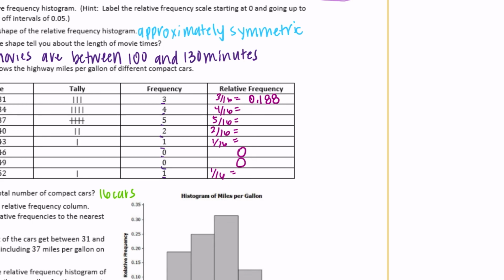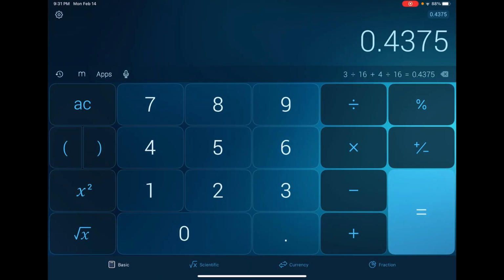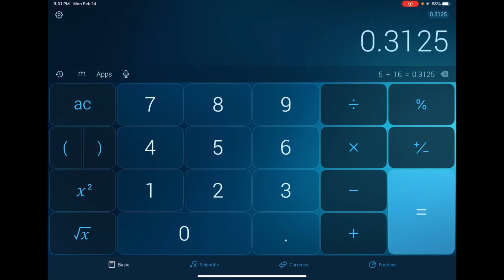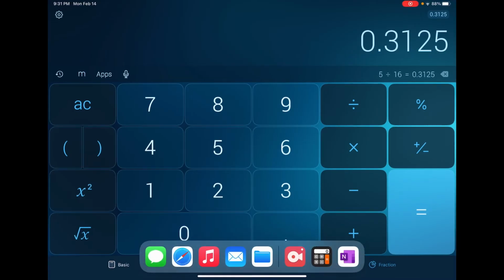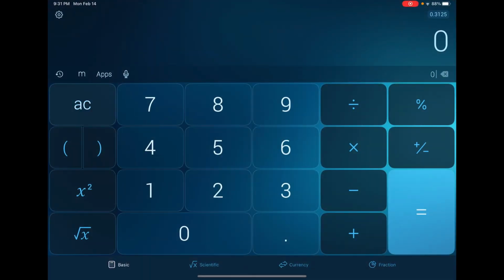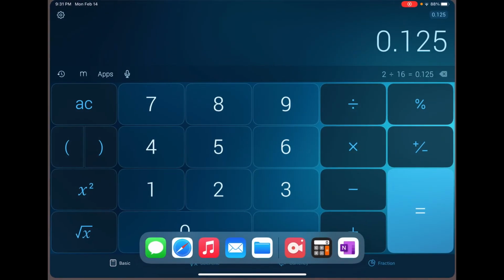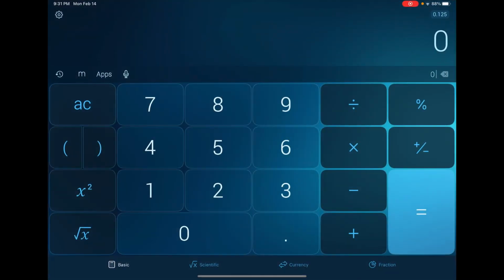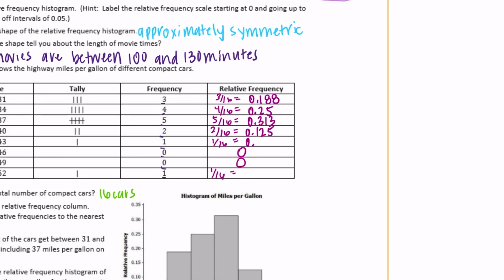And then 4 divided by 16 is probably 25 hundredths. Make sure you clear it. Five divided by 16, 313 thousandths. 2 divided by 16, 125 thousandths probably. And 1 divided by 16, 63 thousandths when we round it. And this is also 1 divided by 16, so it is the same thing.